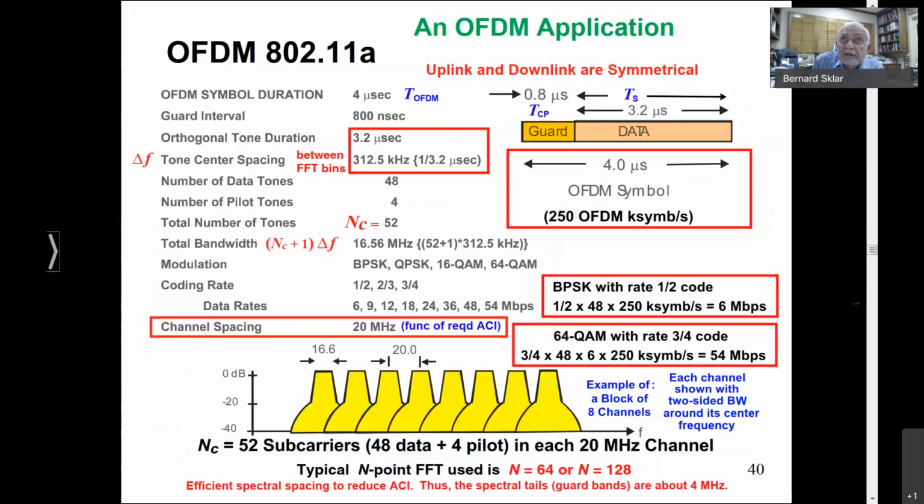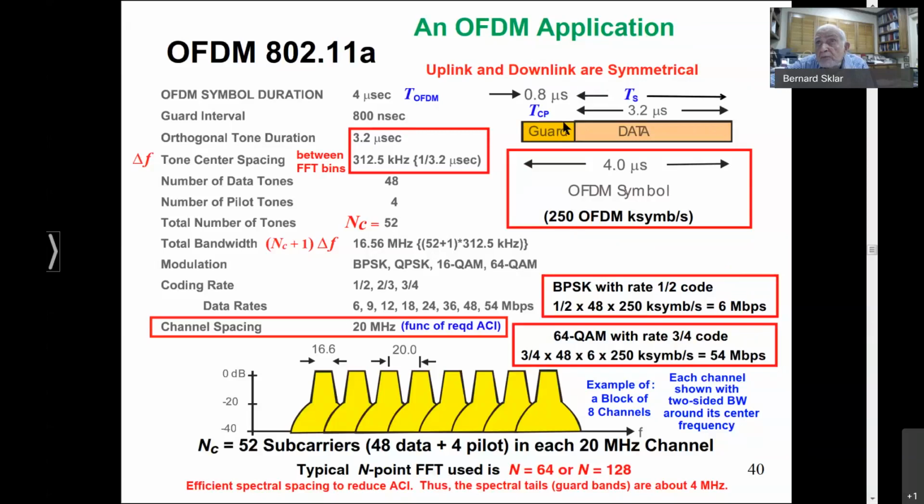And so any of the details of an OFDM system that's living within certain channel constraints. So here is a particular application. It's 802.11a, and notice here are the numbers they've chosen. For T sub S, they have chosen 3.2 microseconds, and the cyclic prefix is 0.8 microseconds.